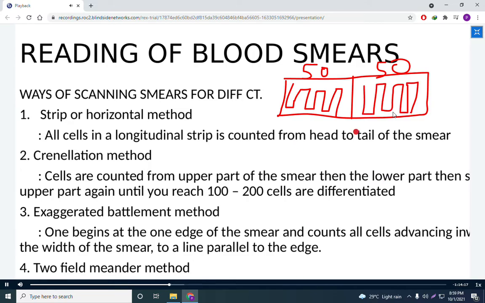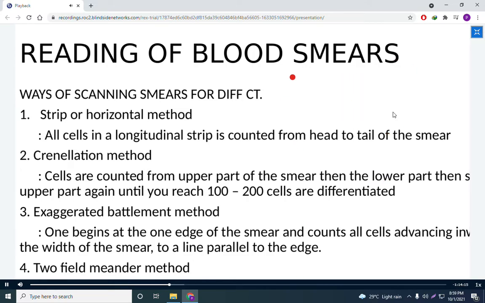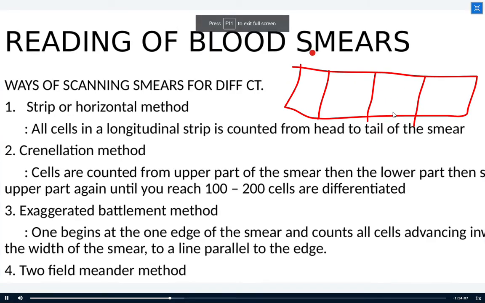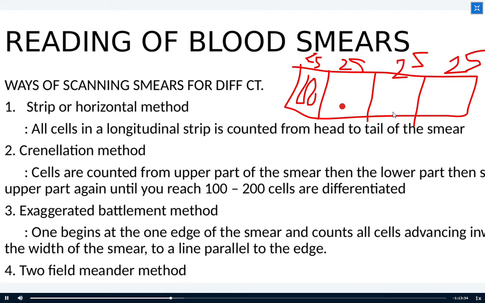Then your four-field mender naman class. So from the word four fields, apat siya. Di-divide mo siya sa 4. 1, 2, 3, 1, 2, 3, and 4. So this time, you're going to count 25 for each section. More accurate to than the two-field mender. And again, using the battlement method pa rin.